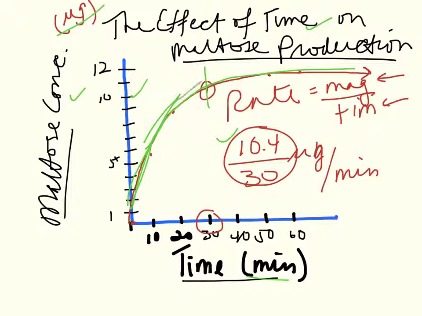Between 20 and 30 minutes, we start to see some slowing down of maltose production. That means the enzyme is slowing down the process of breaking down starch. After 30 minutes, that process is almost over. Maltose is no longer being produced. In fact, the enzyme itself is not working at a maximum rate. It's almost not working at all. It's working at a near 0 rate.